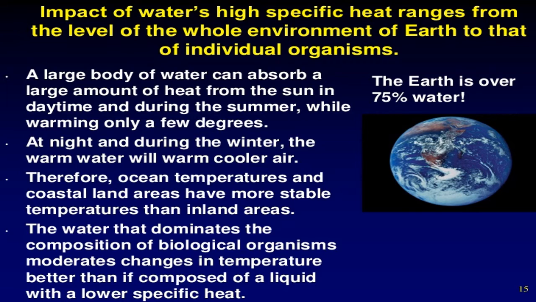The water that dominates the composition of biological organisms moderates changes in temperature better than if composed of a liquid with a lower specific heat. So the Earth is over 75% water.